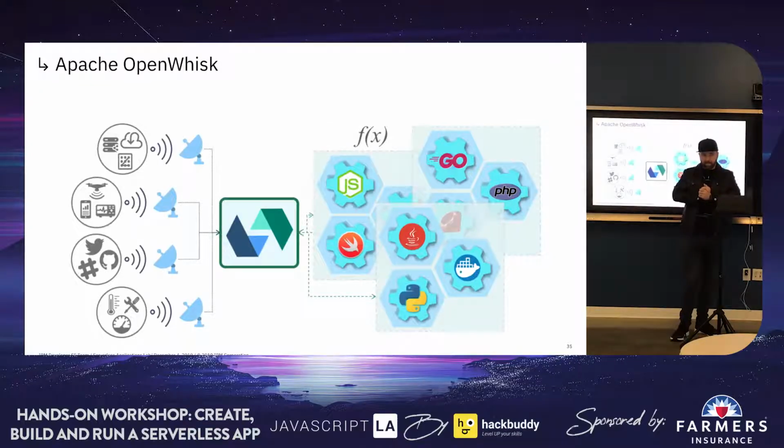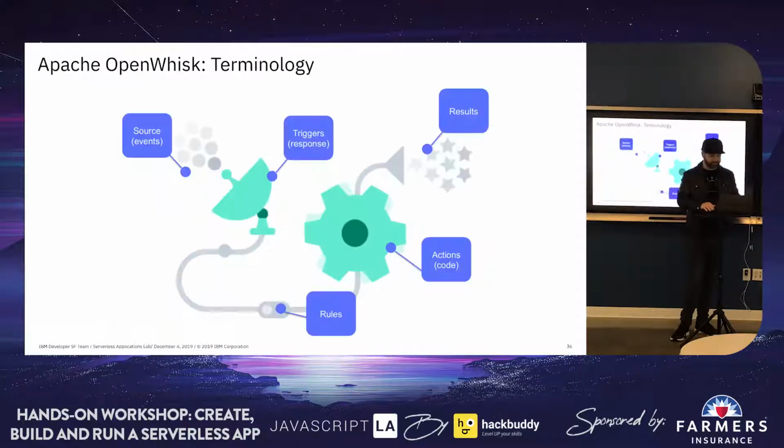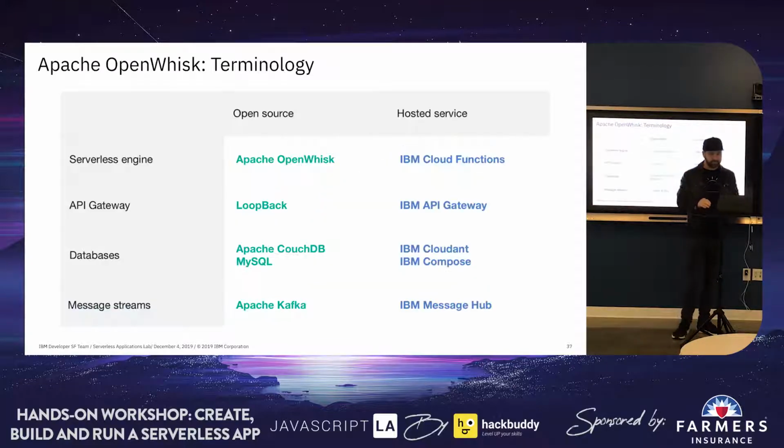So let's briefly talk about Apache OpenWhisk. Here's some of the terminology that we're going to be using today. You have your source events. You have triggers. The triggers pipe data to rules. The actions, as a developer, this is all I really care about. That's where you actually write the code, and then you're going to deal with the results.